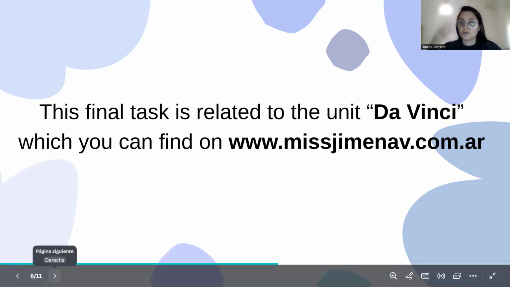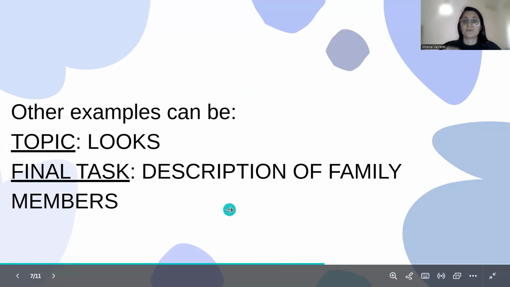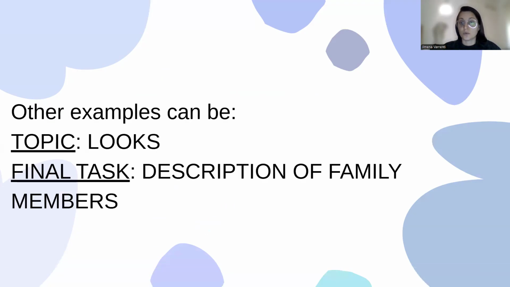And now I'm going to show you some examples of units and final tasks that you can carry out with your students. So, for example, if the topic is looks, I mean appearances, a final task that you can create with your students is a description of family members. So students can bring photos of their family, whoever they want, of course, and then they can describe their family members like, this is my mom, she's got short brown hair and she's got blue eyes, for example.